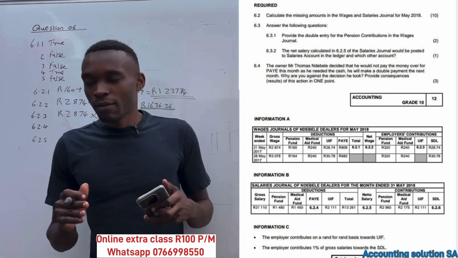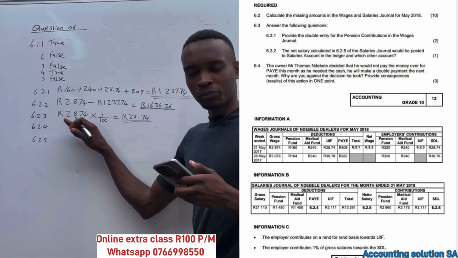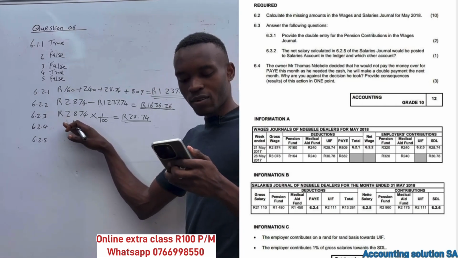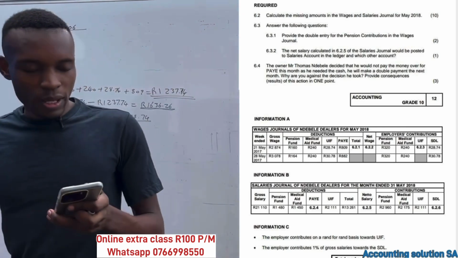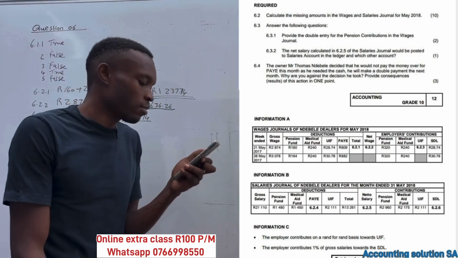So that's the meaning of pay as you earn. Now, because the percentage is not given but we have all the figures, we can calculate it as a balancing figure.